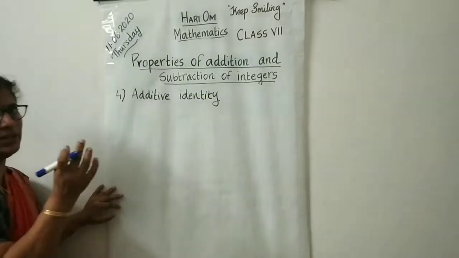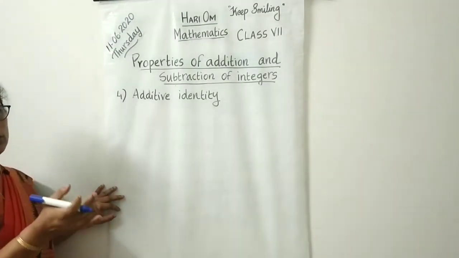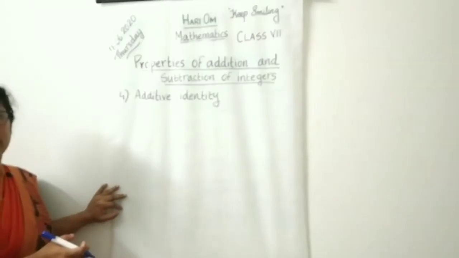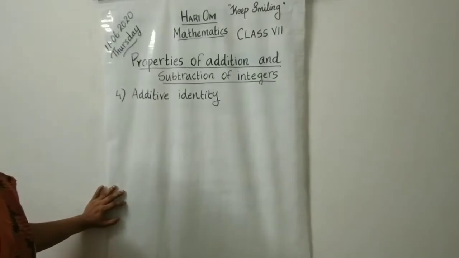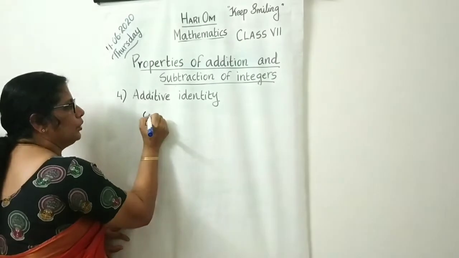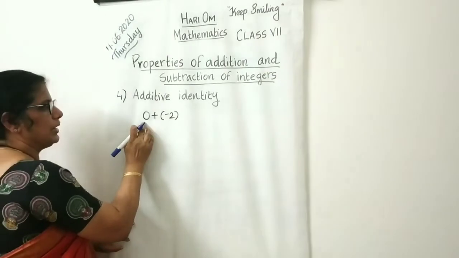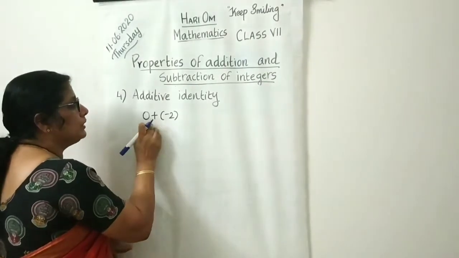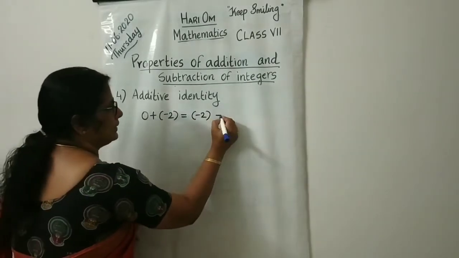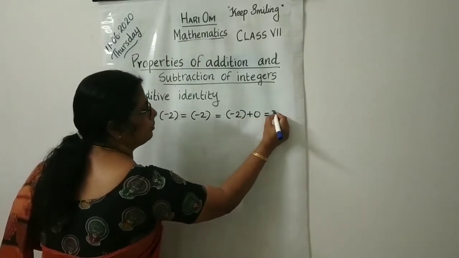So you have studied additive identity for whole numbers. That is, when you add any whole number to zero, you will get that whole number as the answer. So we can say that zero is the additive identity for whole numbers. In the case of integers, if we add zero to any integer, suppose minus 2 is an integer, and we add minus 2 with zero, we get minus 2, that integer. That is, minus 2 plus 0 is equal to minus 2.